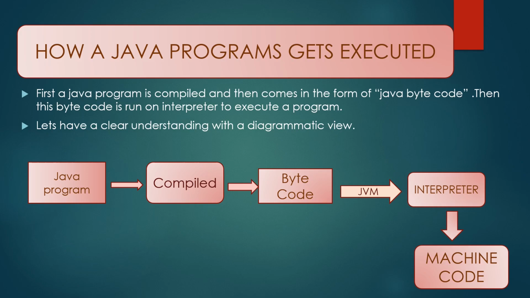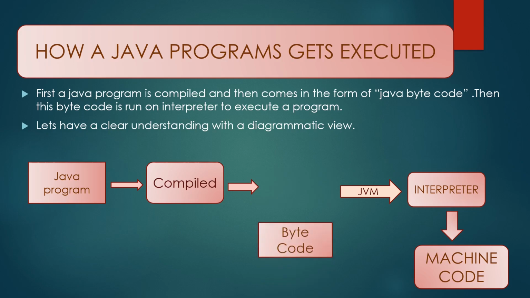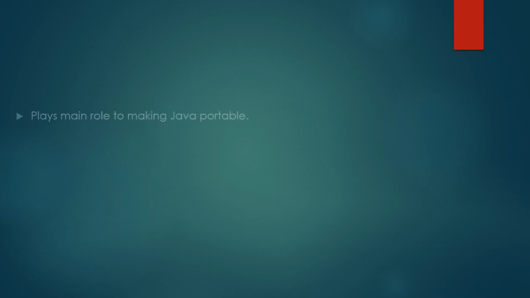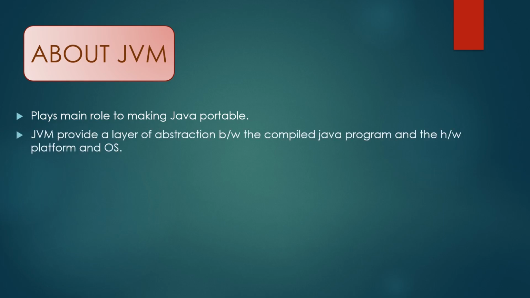Let's have a clear understanding with a diagrammatic view. So here comes a Java program. It gets compiled with the help of the compiler, and then the compiler converts it into bytecode. Then with the help of JVM it goes into the interpreter, and finally it converts into machine code. Okay, so JVM basically plays a main role in making Java portable. Java provides a layer of abstraction between the compiled Java program and the hardware platform and operating system.